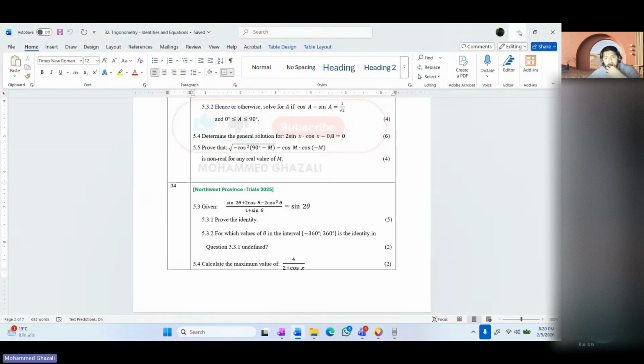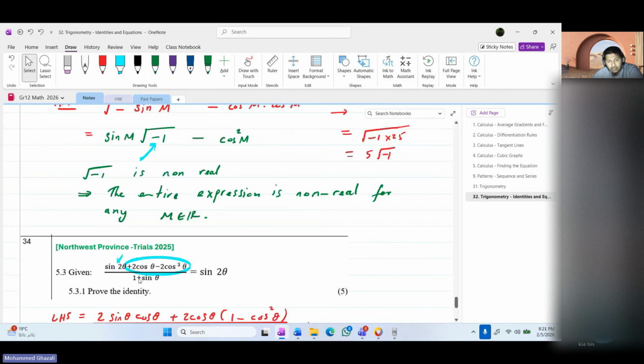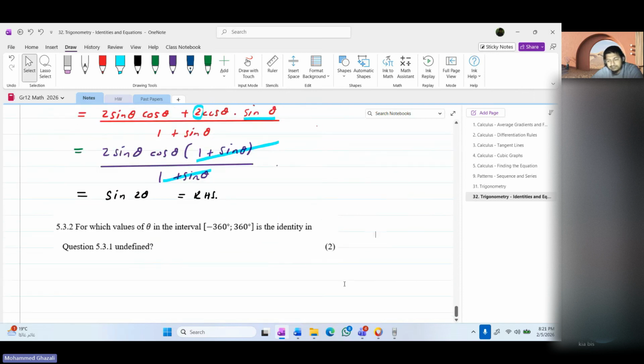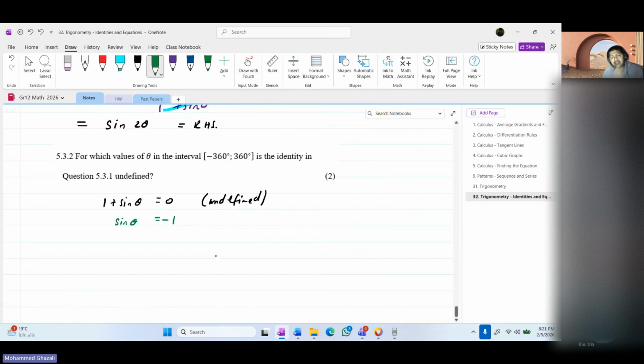Now, this question is just 1 mark or 2 marks because we only have a single fraction. What values of theta in the interval minus 360 to 360 is the identity in question undefined? When is it undefined? When 1 plus sine theta is equal to 0. When 1 plus sine theta is equal to 0, then it is undefined. Now, sine theta is equal to -1.